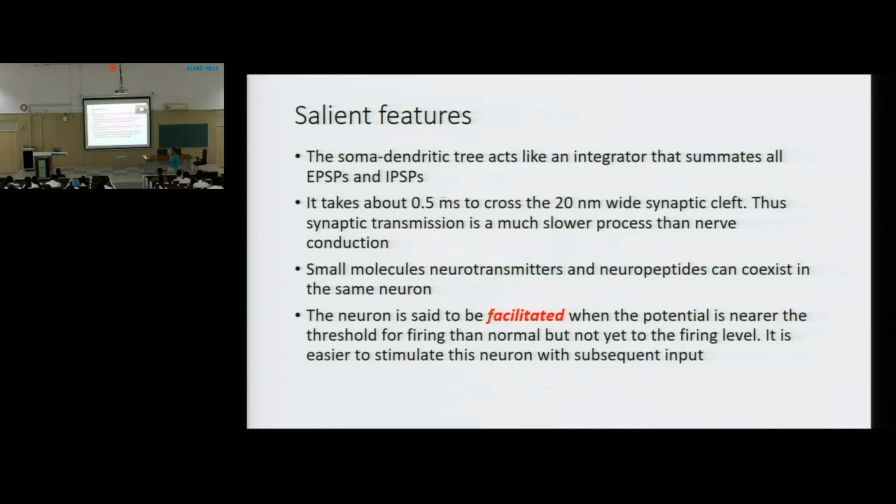Now it takes about 0.5 millisecond to cross the 20 nanometer wide synaptic cleft. So synaptic cleft has some dimension around 20 to 40 nanometer wide. ठीक है, तो total time taken is around 0.5 millisecond. Now you can imagine 0.5 millisecond. जब हम लोगों ने पढ़ा, आपके nerve fibers में जो speed of conduction है, few meters per second है. So that means this synaptic transmission is a much slower process than the nerve conduction.